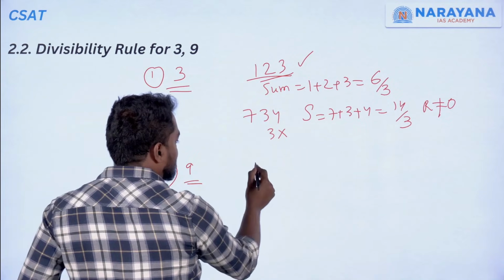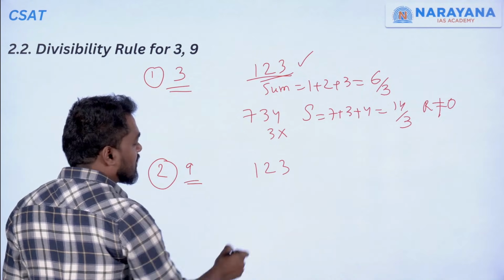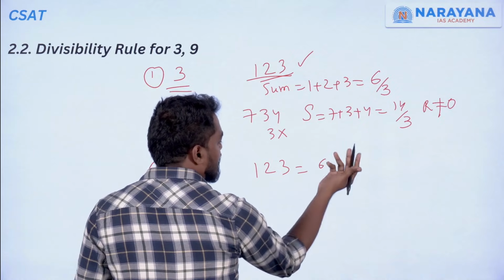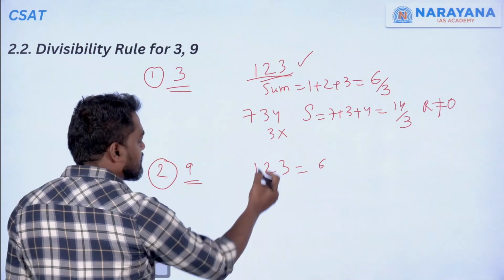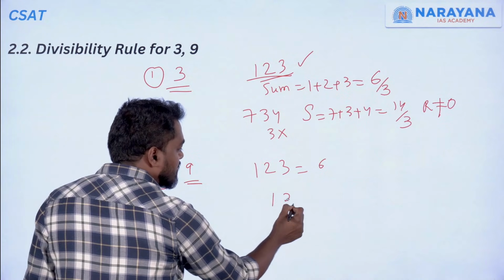So for example, take the same number 123. What is the sum? 6. It is not divisible by 9. So it's not divisible.